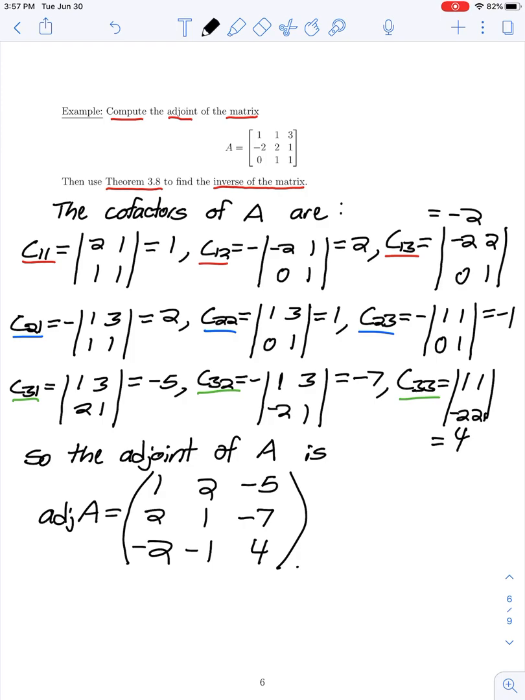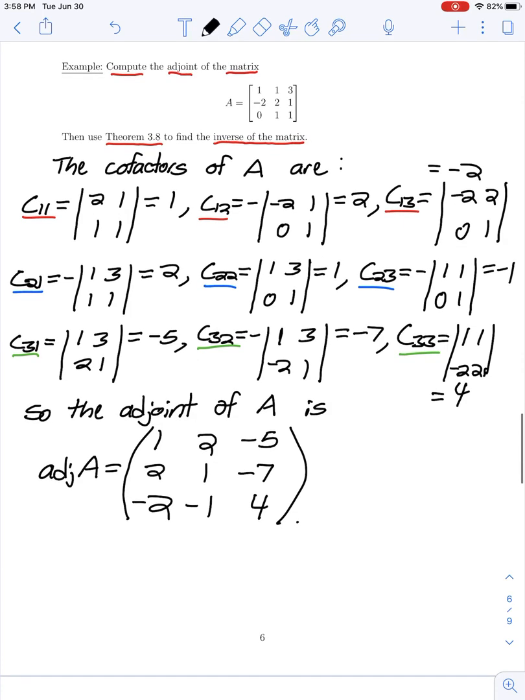And the second part is to use our theorem 3.8 to find the inverse of this matrix. So we still need to find the determinant of A in order to apply that theorem. So let's take a look at it here. For the determinant of A, we can make use of a cofactor expansion, say down the first column, since we have a 0 entry in that first column, or maybe along the third row. It doesn't matter. So I'm going to use a cofactor expansion down our first column.